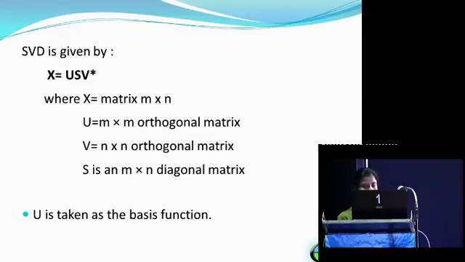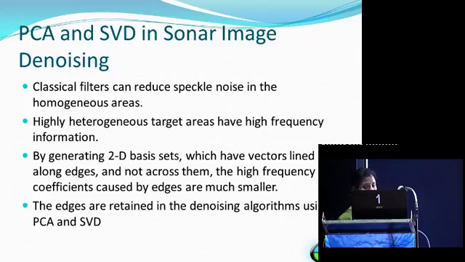Why I use PCA and SVD for sonar imaging is, as I told you, these are real side-scan sonar images. When we use the classical approach for denoising, most of them are low-pass filters. They will correctly remove speckle in homogeneous areas. But we have information in the highly heterogeneous target areas of the real side-scan sonar images. So when we go with classical adaptive or even wavelet filters, we have a fixed basis and we will be losing that high frequency information.